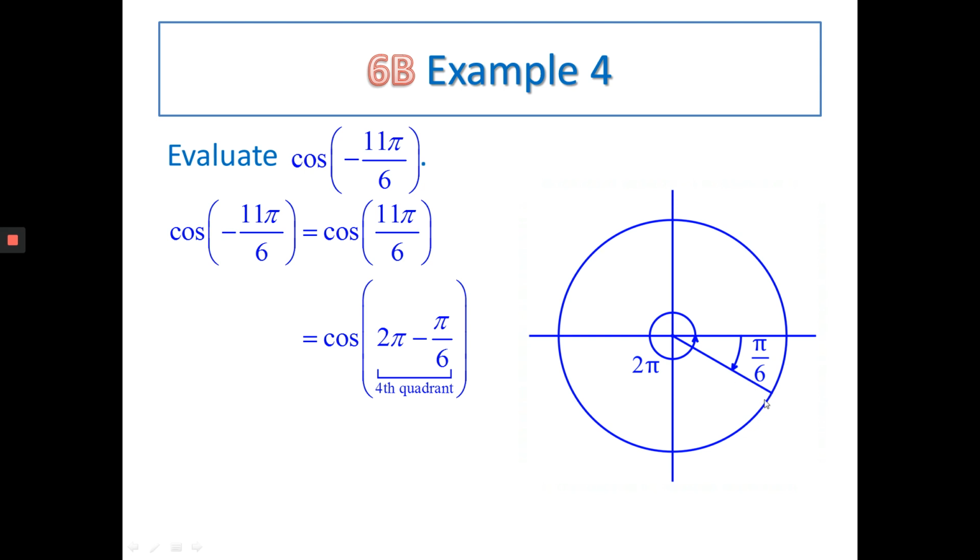In the fourth quadrant, we all know that cos is positive, and that is why our next line should be cos pi on 6. So now that we know that it's cos of pi on 6, from our exact value table, cos of pi on 6 is root 3 over 2.